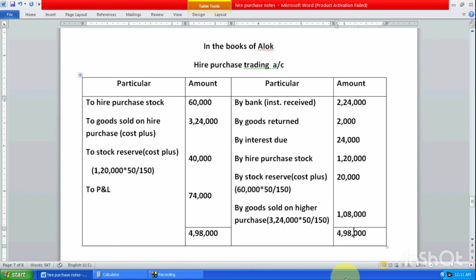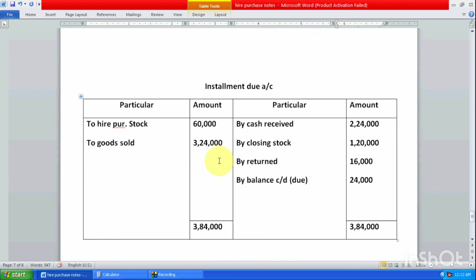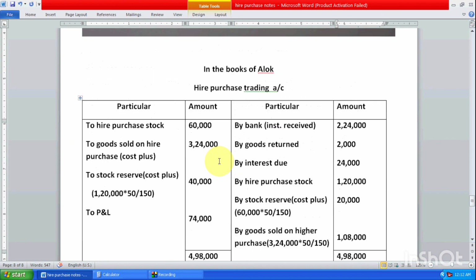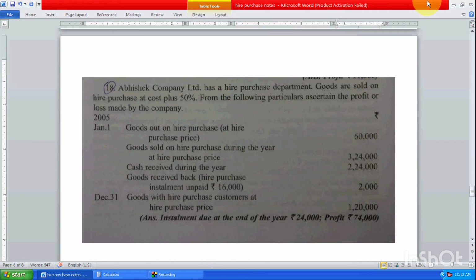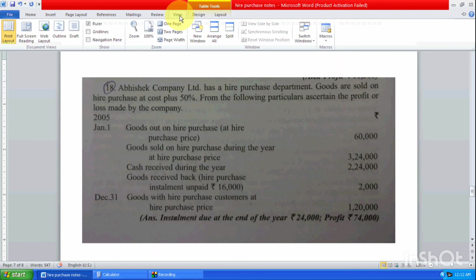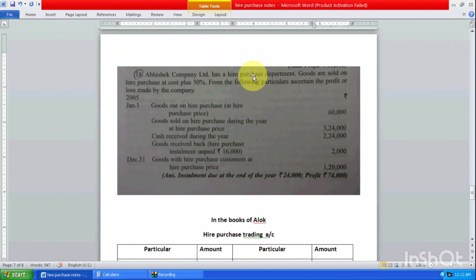This is how we have to prepare a trading account. Remember, always prepare the interest due account, or installment due account. We can also say installment due account. Okay, this is question number 18. This is the way to solve question number 18 from hire purchase and installment purchase.